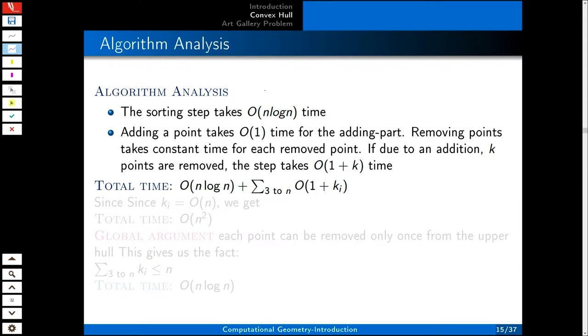So what is the first step we have done? Sorting. How much time does it take? N log n. You have to believe me. What is the next step? Adding the point to the convex hull. How much time? Order 1. Forget about this. Next part is, after adding the point, I am checking whether it's making a right turn or a left turn. If the external angle is less than 180, we backtrack, right? So we may have to do many backtracks in each step. So at the ith step, I am assuming I am doing ki many backtracks. So this is the overall running time.